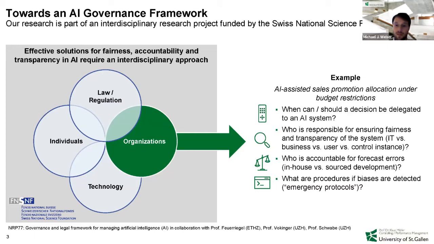So as you can see here, for example, we're dealing with the question of, in the end, who should be responsible for ensuring fairness and transparency within the system? Should it rather be the IT, or a third control instance like an AI audit team? Or is it actually the user who is using the system? And how could emergency protocols look if we detect bias in the system and the system is already in production? These are the things we are dealing with in this project.